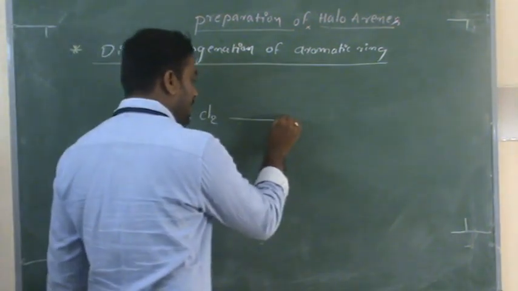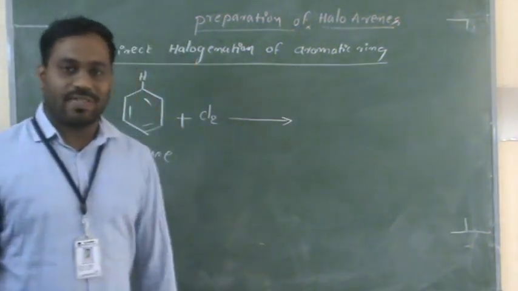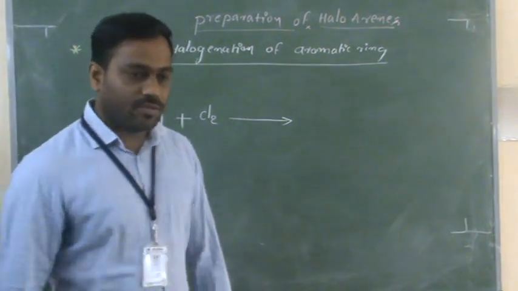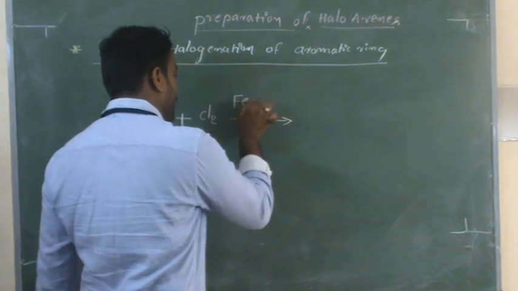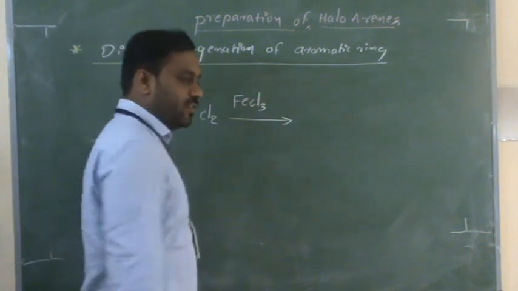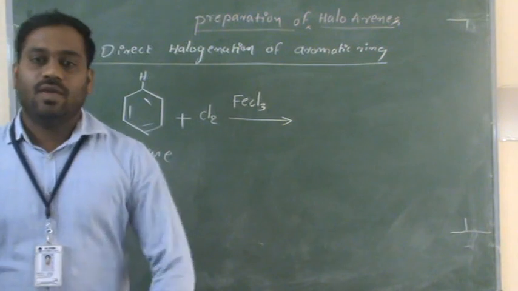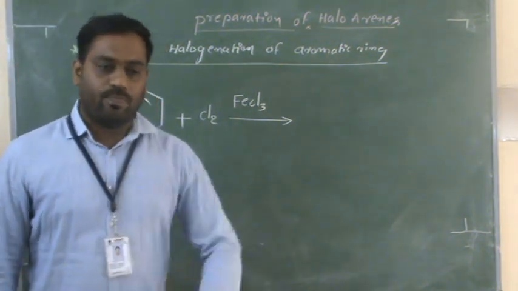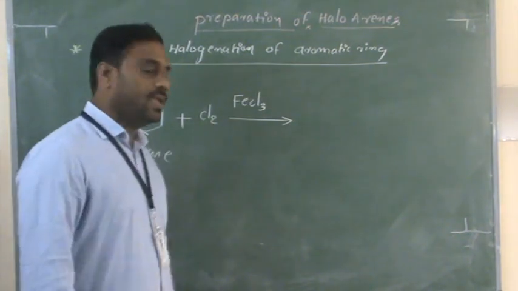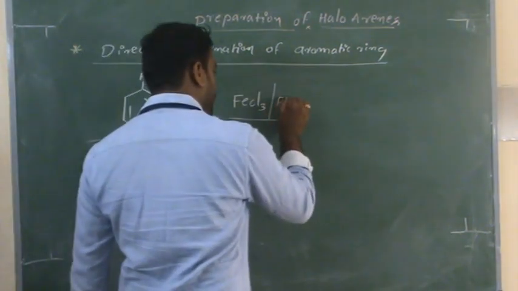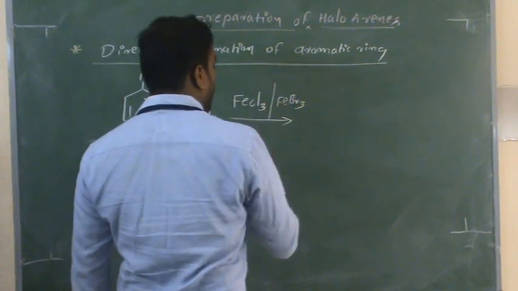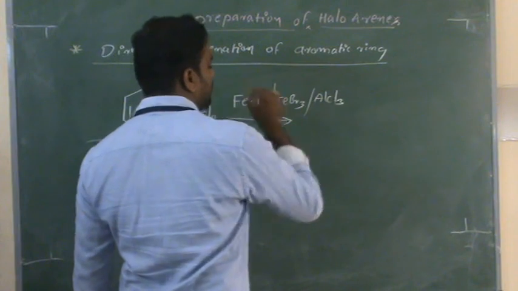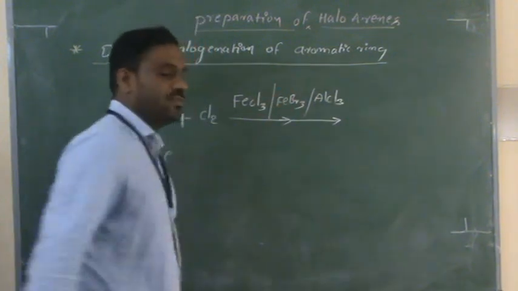This reacts in the presence of some Lewis acids. In the last class we discussed what the Lewis acids are. The best Lewis acids are FeCl3 or FeBr3, or even AlCl3. You can take either FeCl3 or FeBr3 or even anhydrous AlCl3. These are all what we call Lewis acids.